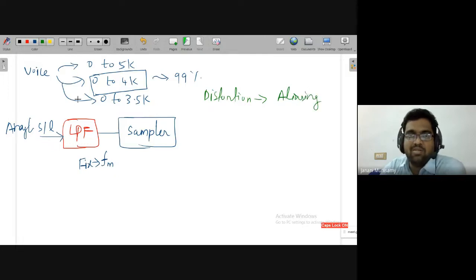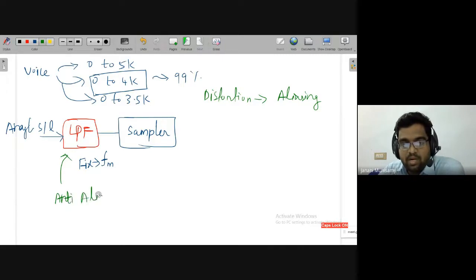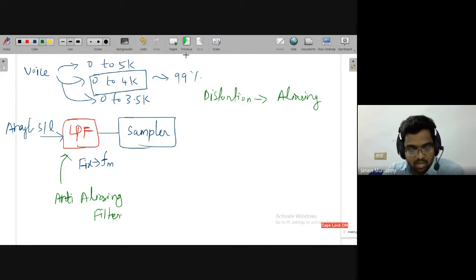If you follow this procedure, we will not have any distortion or aliasing. That's why this filter is also called an anti-aliasing filter. This is a common exam question: why are we using a low pass filter before the sampler? To avoid aliasing. That's why the name is anti-aliasing filter.